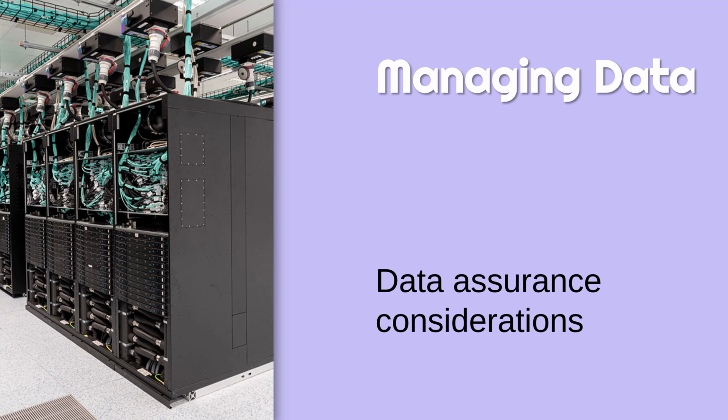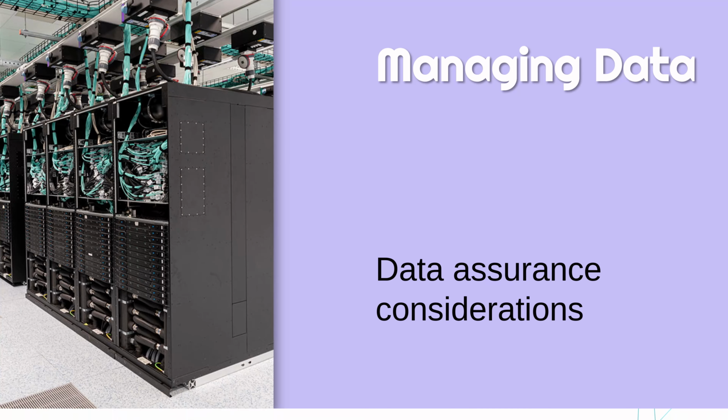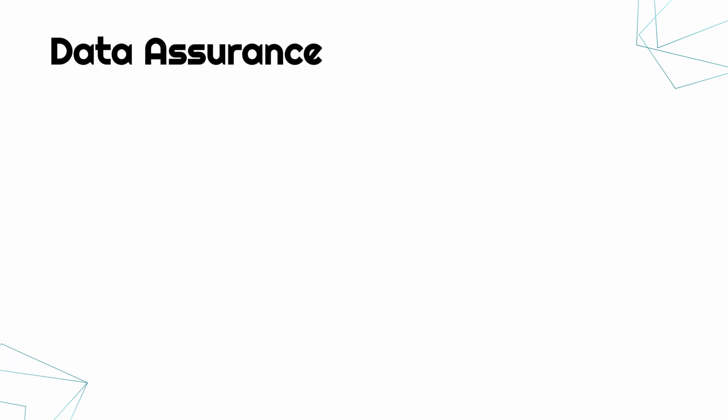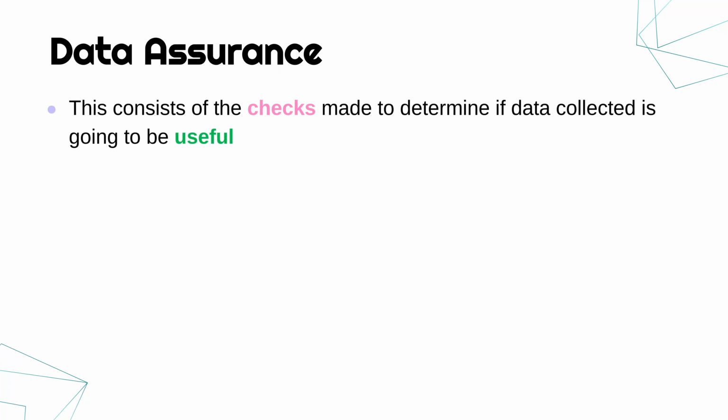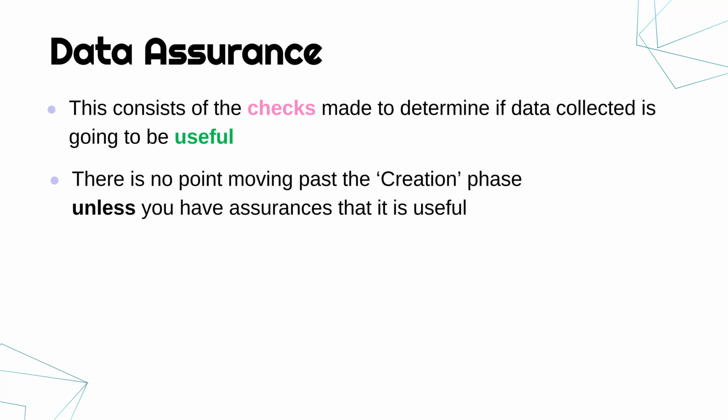Hello, I'm going to go through some of the data assurance considerations that an organization should perform. So what does this refer to? This refers to the checks made to determine if data that's been collected is going to be useful. It's how we tell whether what we've collected is actually good or rubbish. And this should be done at the creation phase of data lifecycle management. And there's no point moving past this phase unless you are sure that it's going to be useful.